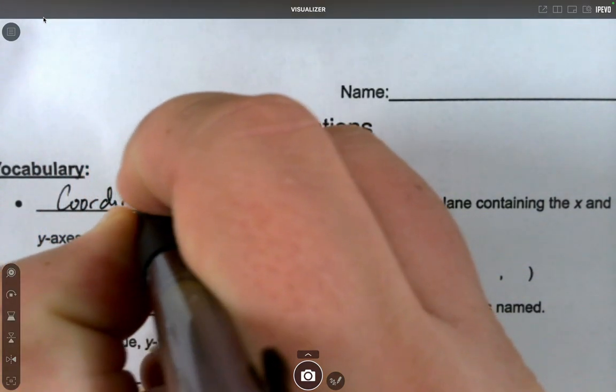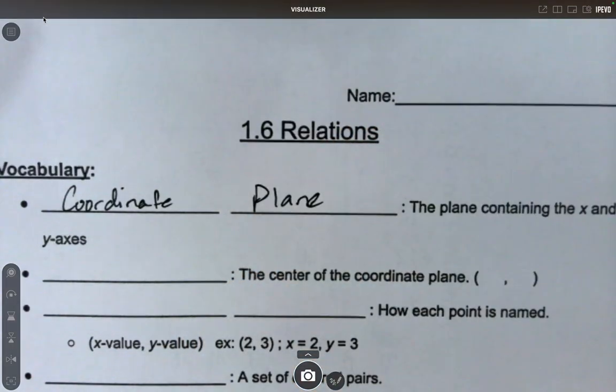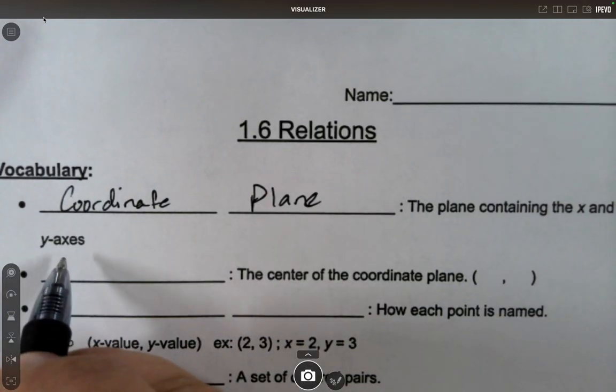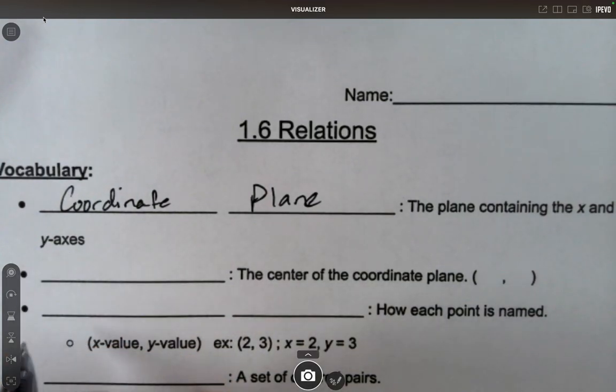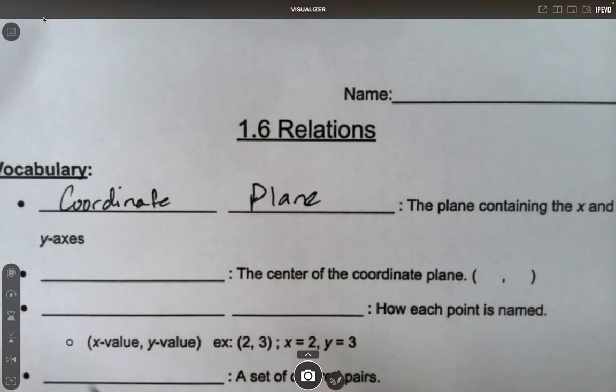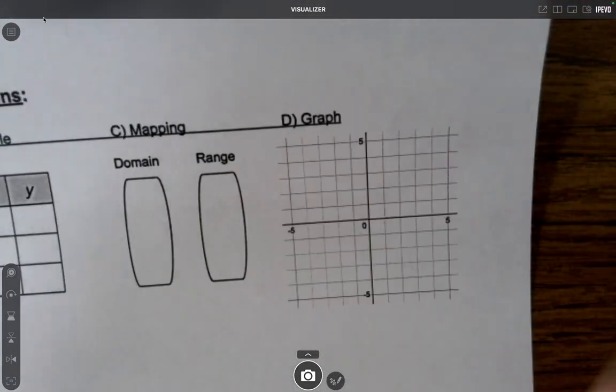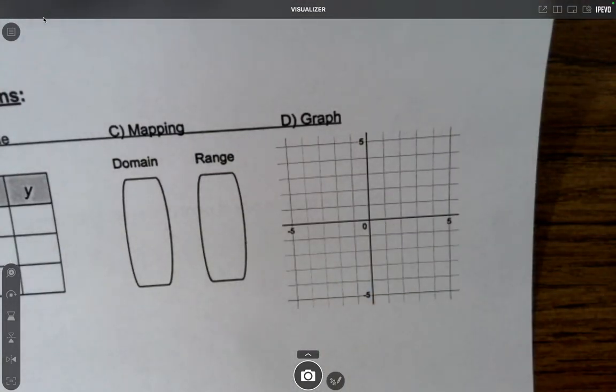Coordinate plane. That's the plane containing the x and y axes. That's the plural for axis right there. So there's just one of them, it's AXIS. When we're talking about more than one, it's AXES, but it's axes, not axes. And that's obviously things that look like this right here. That's the coordinate plane.